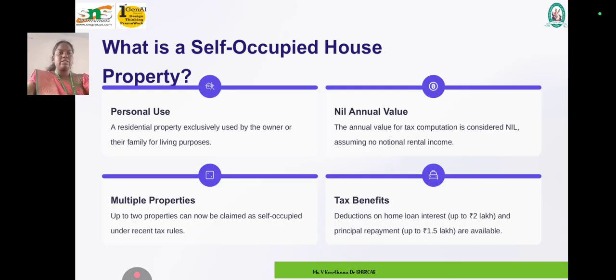First we can see what is self-occupied house property. For personal use, it is a residential property exclusively used by the owner or their family for living purposes. Next is nil annual value. The annual value for tax computation is considered nil, assuming no notional rental income. With multiple properties, up to 2 properties can now be claimed as self-occupied under recent tax rules. Coming to tax benefits, deductions on home loan interest up to 2 lakhs and principal repayment up to 1.5 lakhs are available.